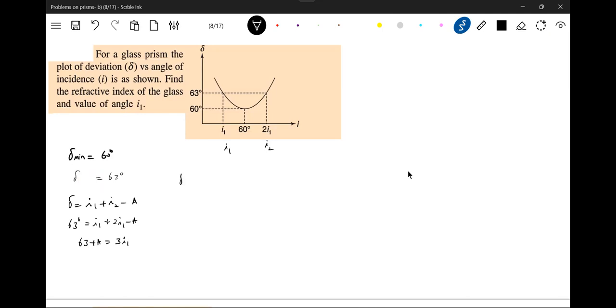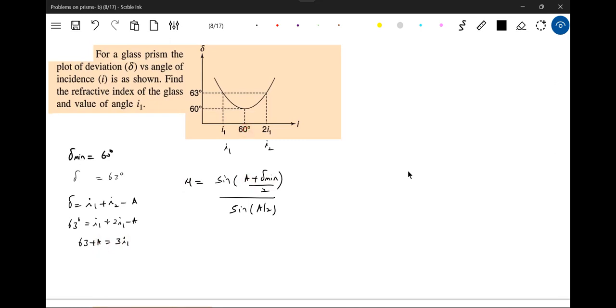So we know that mu is equal to sine of (A plus delta minimum) by 2, divided by sine of A by 2. It is asking to calculate mu. We know minimum deviation is 60. We should get the angle of prism. What to do with this 60 degrees?